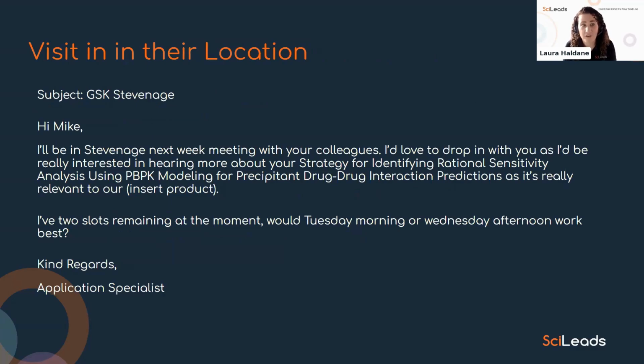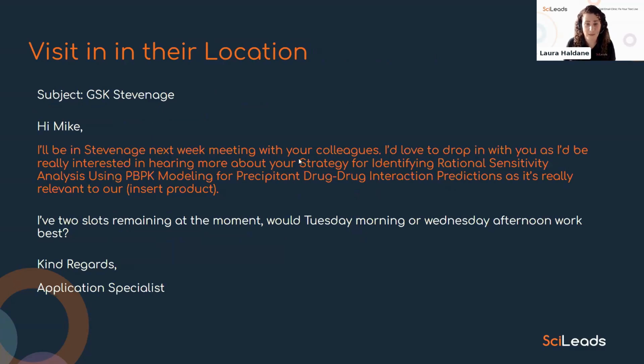The same for if you're visiting them in the location. If you're going to GSK in Stevenage, being able to say that you're going to be there with their colleagues, so you're in demand, people are interested in meeting with you, and then you reference their actual product or their actual publication because you literally care about what they're interested in, you tailor it to your product, and then again you do your check with your two slots remaining because you're not probably actually meeting with their colleague yet. This is your email to actually create the meetings in the first place.